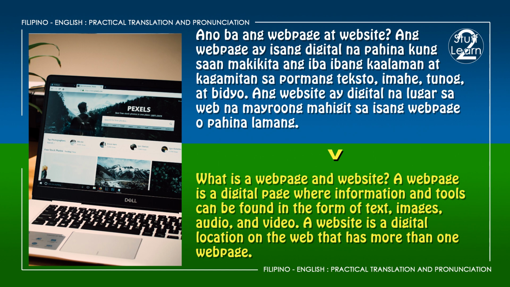What is a webpage and website? A webpage is a digital page where information and tools can be found in the form of text, images, audio, and video. A website is a digital location on the web that has more than one web page.